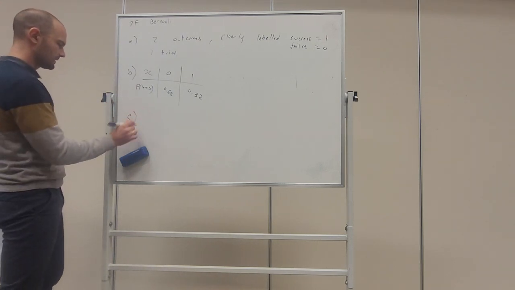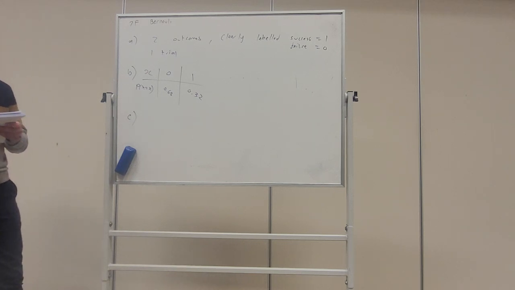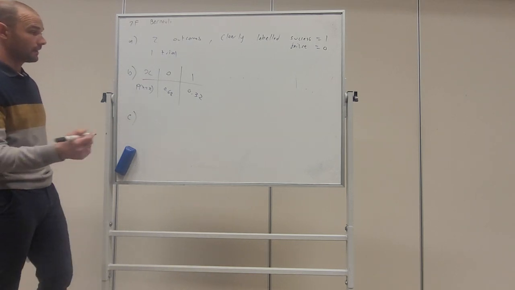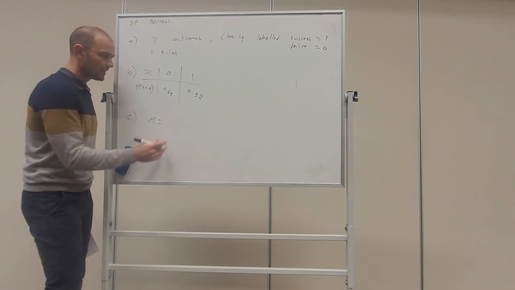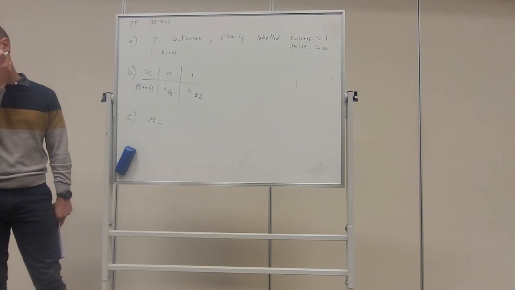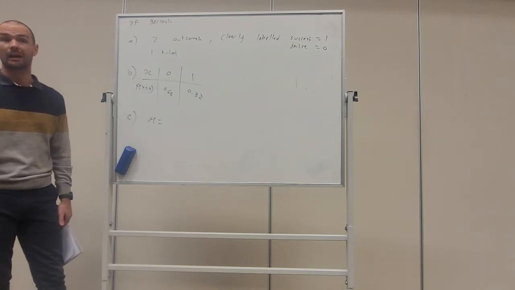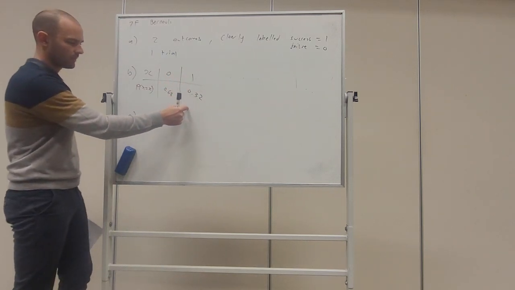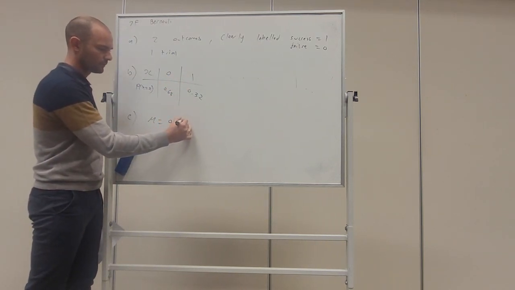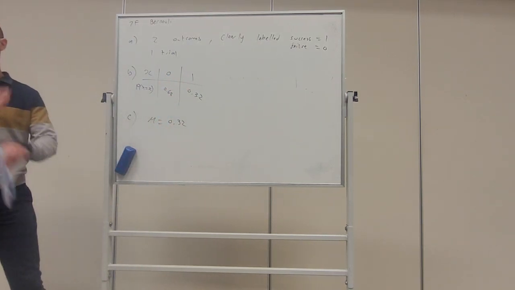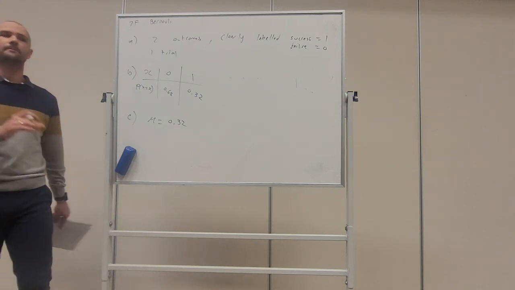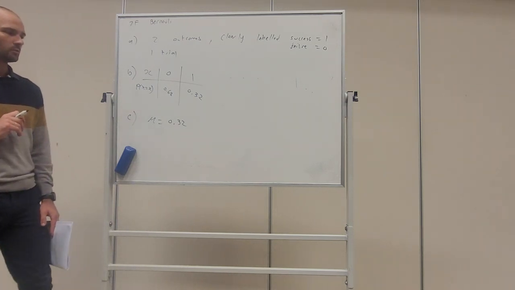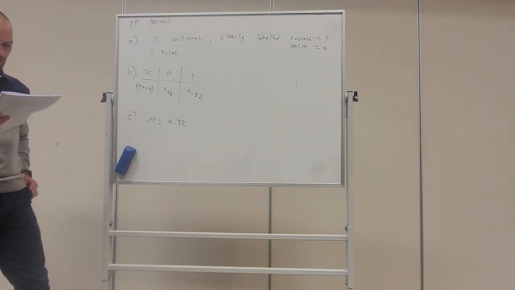On to part C, find the mean, standard deviation, and variance. Well, the mean is just like a probability distribution. When we calculate the mean, E of X, we have 0 times 0.68 plus 1 times 0.32. So we're just left with P, the probability of success. Always, for a Bernoulli distribution, the mean will just be the probability of success.